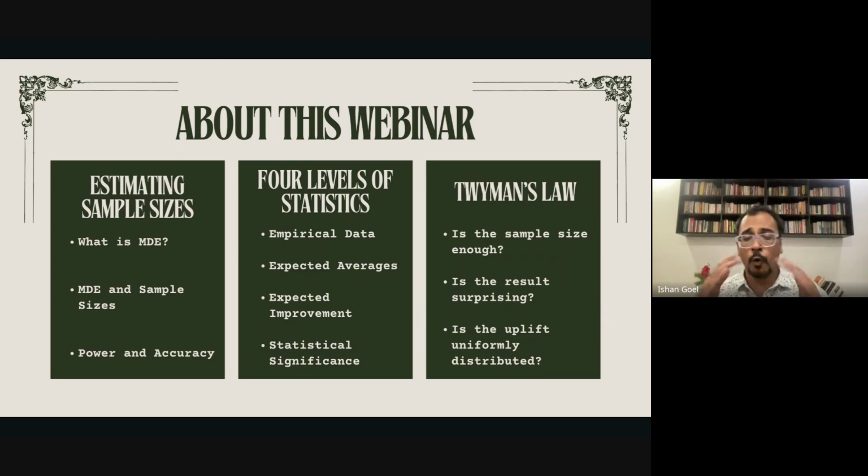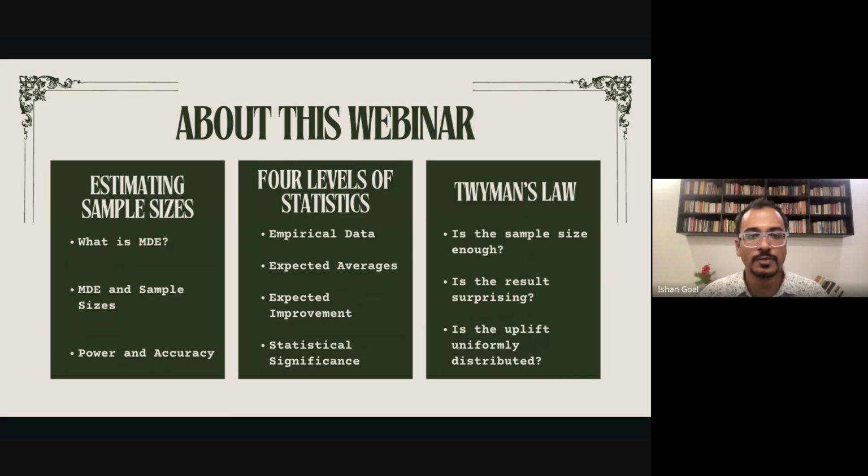Then we'll be moving on to 4 levels of statistics, where I am breaking it down from the data that is collected in your test to the final statistical significance, and how everything fits into a logical framework. Finally, I'll be talking about Twyman's law, which is essentially the idea that whenever you have a surprising result, you should scrutinize it strongly to understand whether there is a mistake or not. So we'll be covering 7 questions that you should ask every time you get some results from an A/B test.